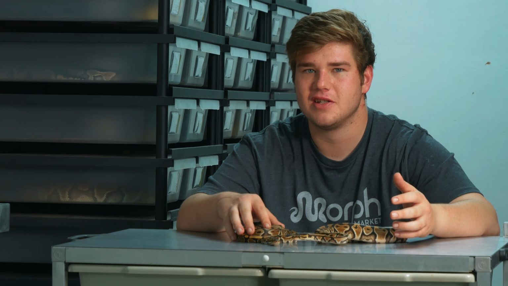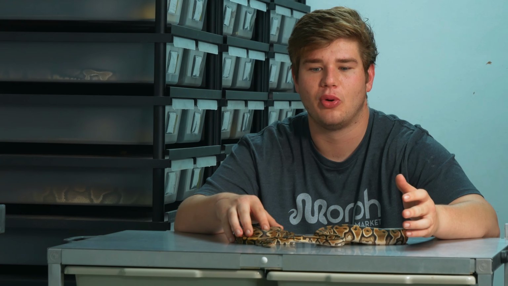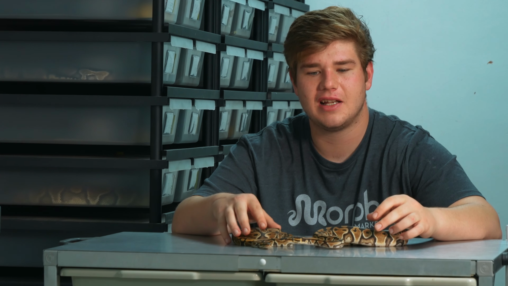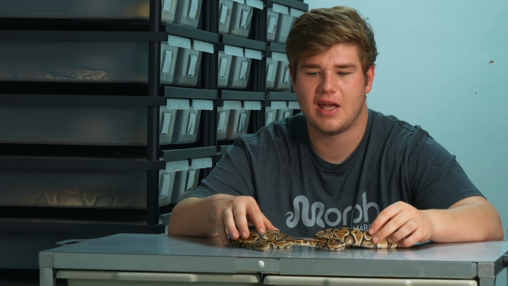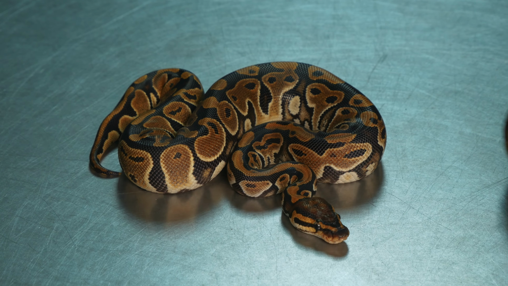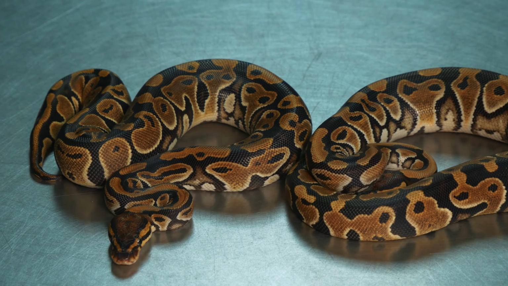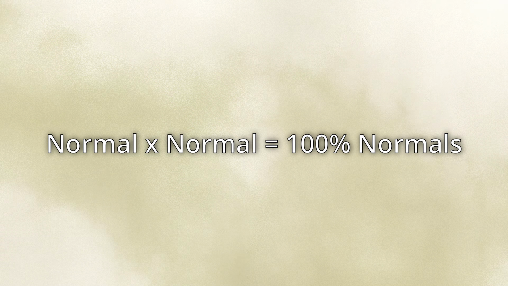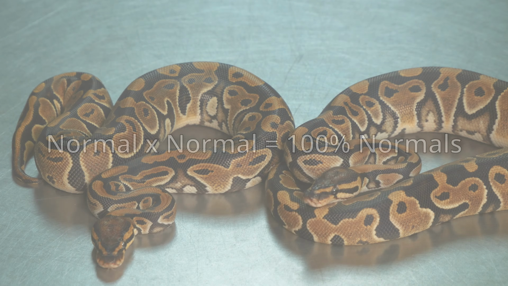We actually just get a clutch of normal ball pythons, which will look exactly the same as the mom and the dad. Some of them might have a bit of different patterning or coloration, but at the end of the day they don't have any genetics or any genes, and they're just normal ball pythons. Let's go a step further.